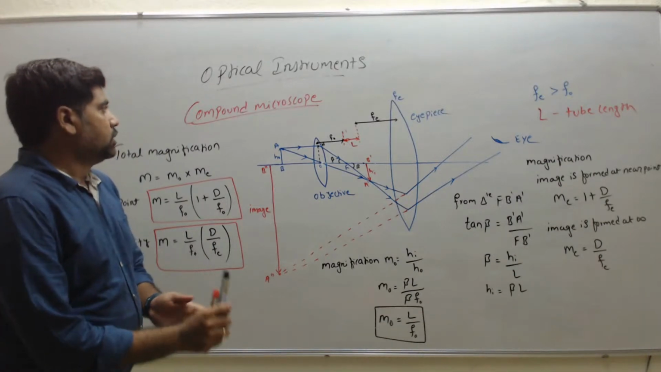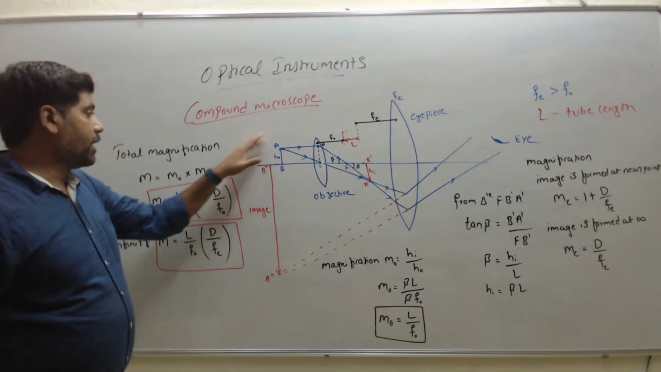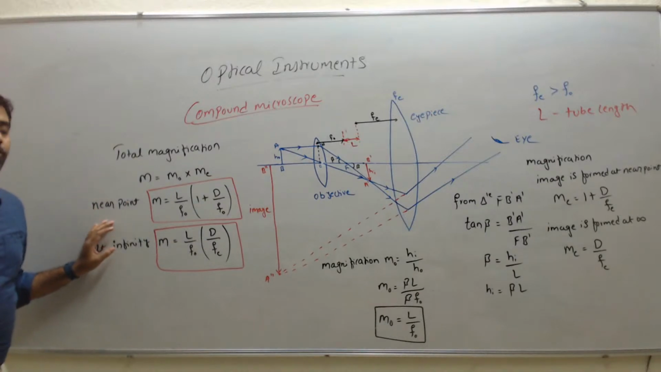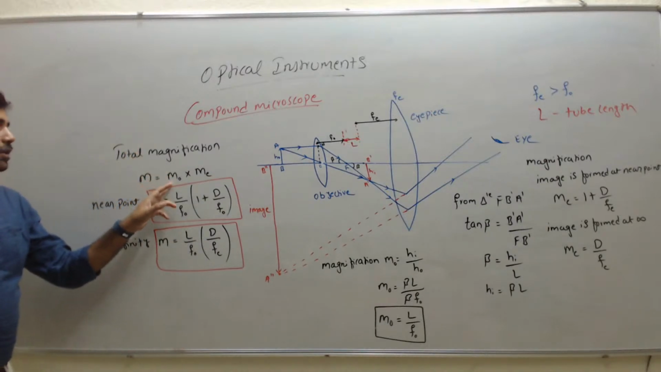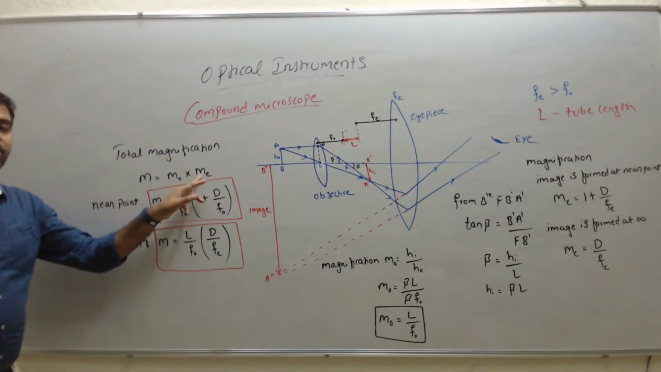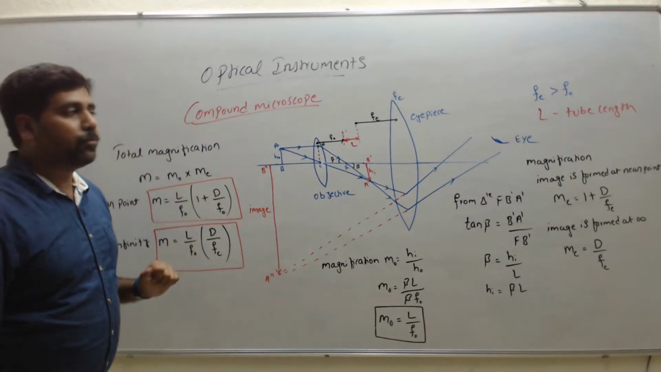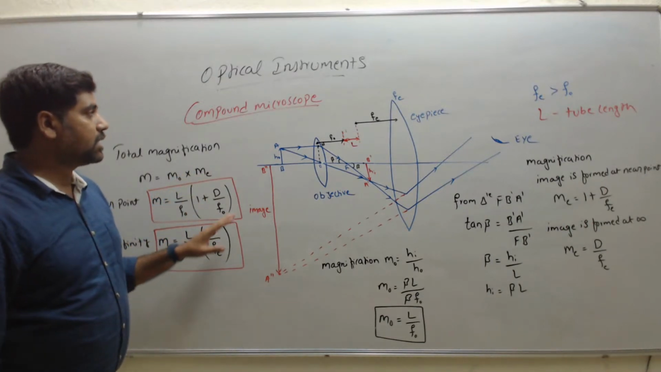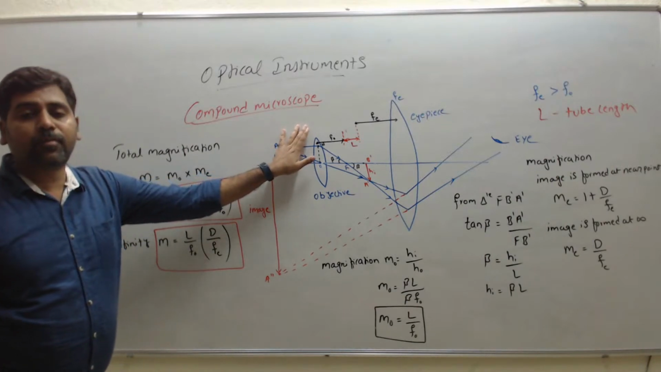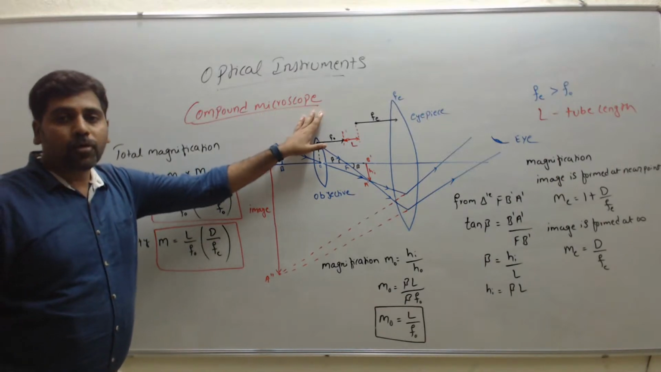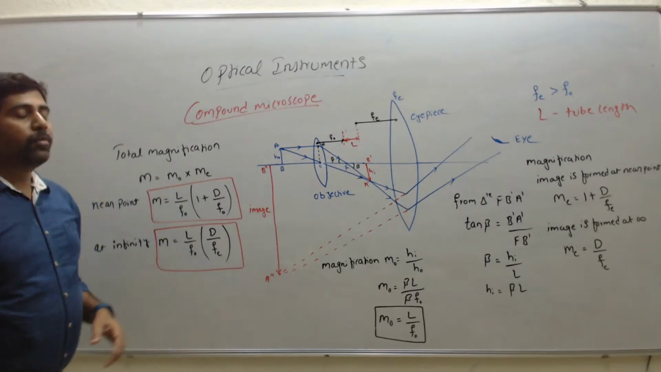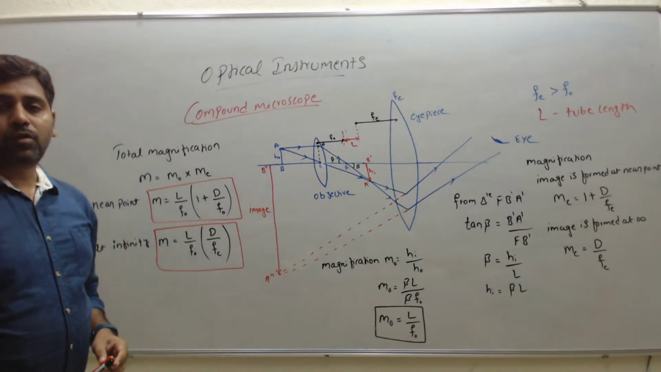Okay. So this is about the compound microscope and magnifying power, that is total magnification, M is equal to MO of the objective into ME of the eyepiece. In the next class we will solve a few problems on the simple microscope and compound microscope, and next we move on to the topic telescope.